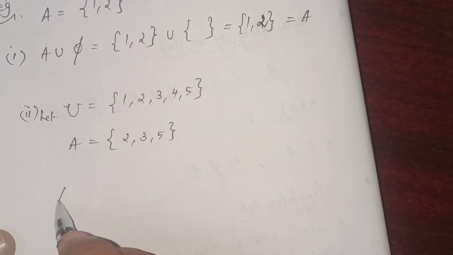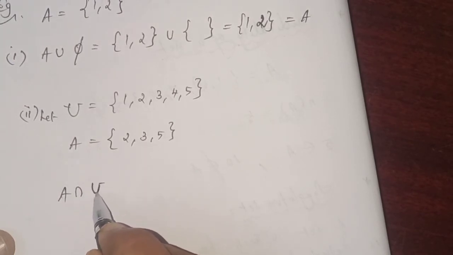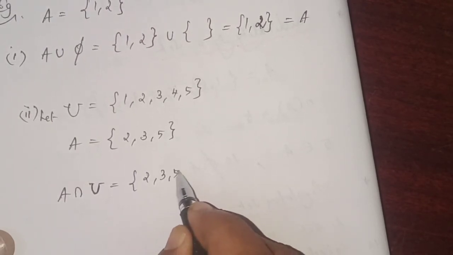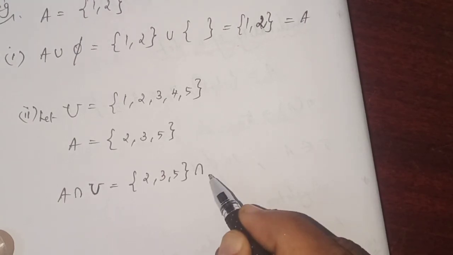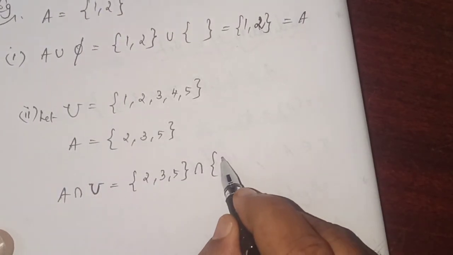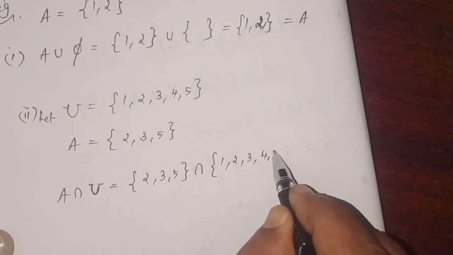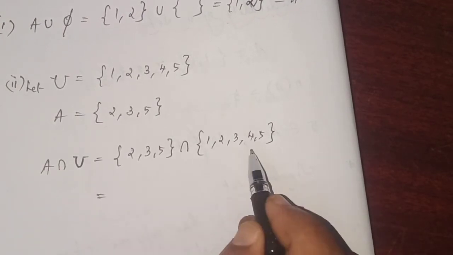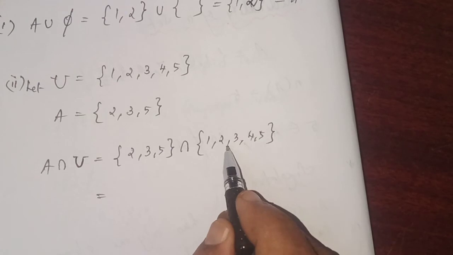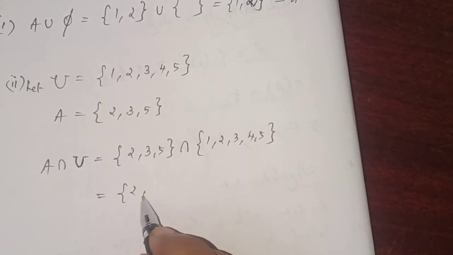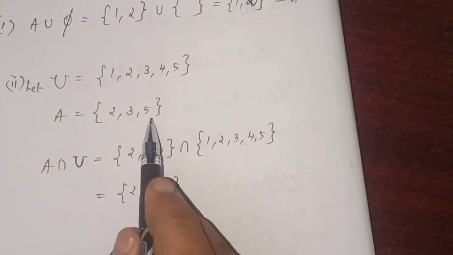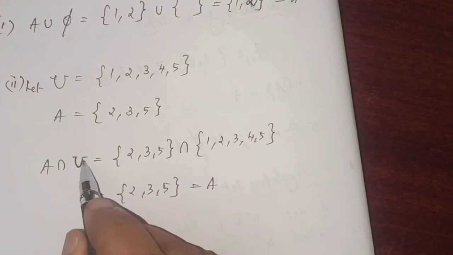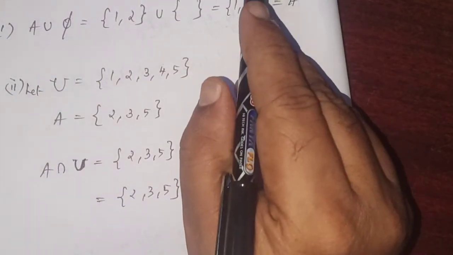Now I can find A intersection universal set. Set A equals 2, 3, 5, intersection universal set. What is the universal set? 1, 2, 3, 4, 5. Now, you know that intersection means you have to write the common elements of the two sets. What are the common elements? 2, 3 and 5. Here it is. That is A. We have proved A intersection universal set is also A. Proved.